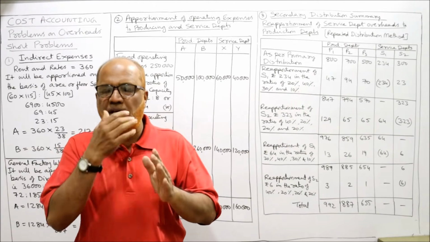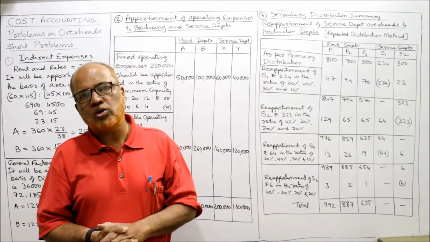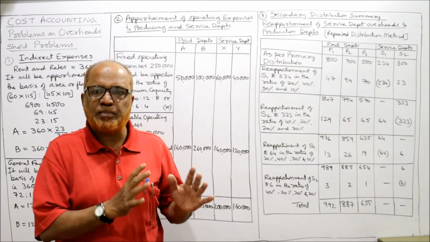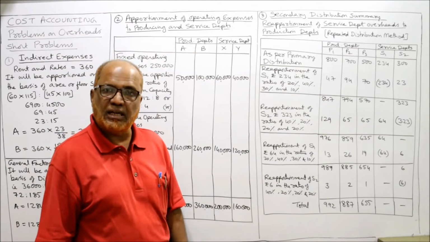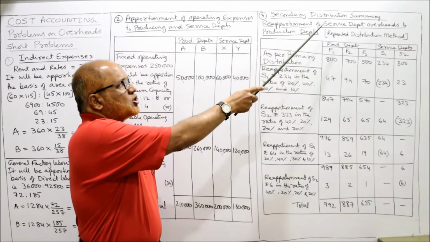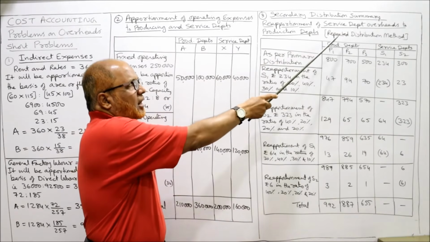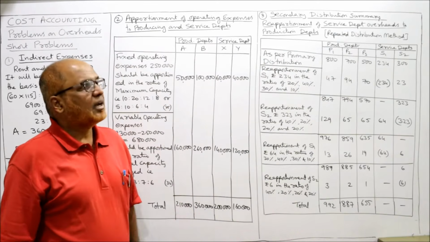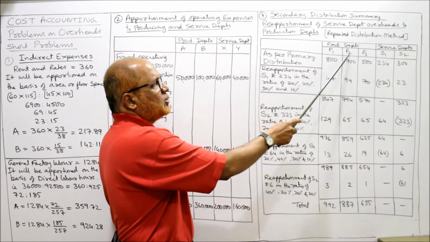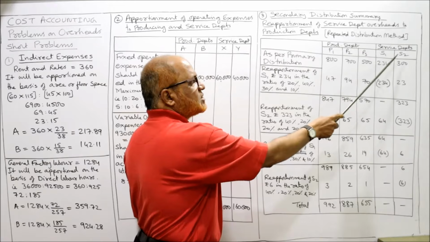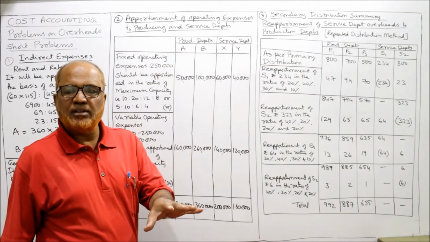In this problem, it is asking you to reapportion either on repeated distribution method or on simultaneous. So first of all, I'll explain you about repeated distribution method. In the next problem, we'll discuss about simultaneous equation. Secondary distribution summary: reapportionment of service department overheads to production departments by repeated distribution method. First of all, we'll make 5 columns. 3 columns for production department P1, P2, P3 and 2 columns for S1 and S2. As per primary distribution, it is given in the problem.